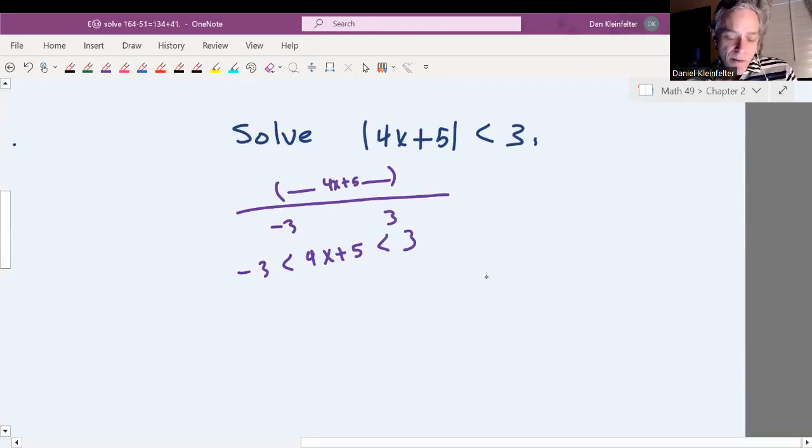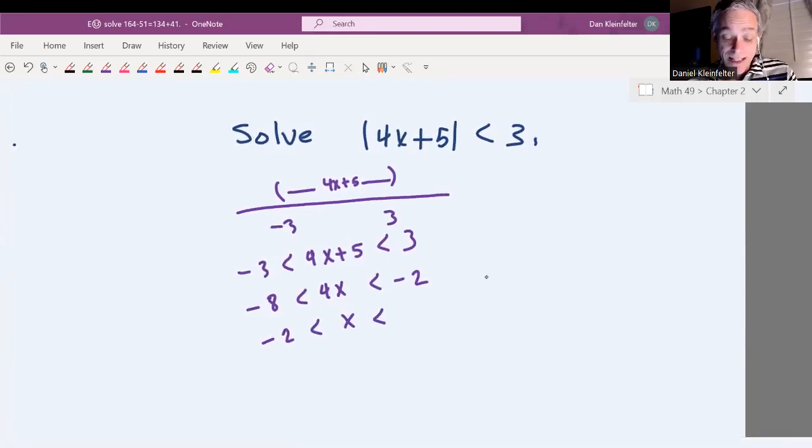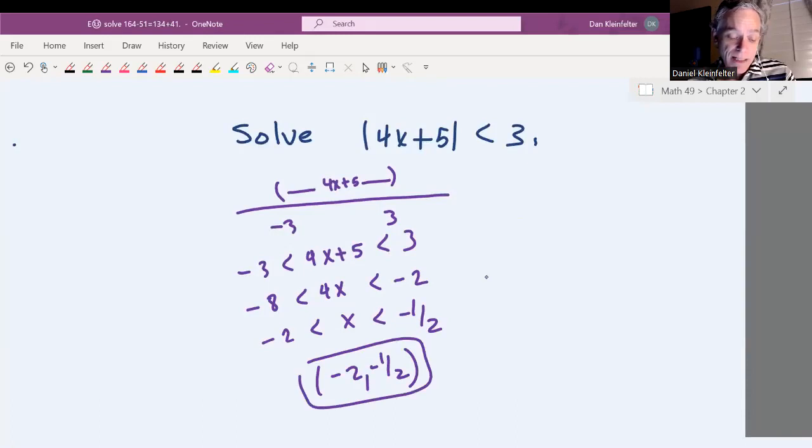Subtract 5 from all three parts. That'll give us -8 is less than 4x is less than -2. Now we're going to divide through by 4. So -8 divided by 4 is -2. Middle will have an x. -2 divided by 4 is -1/2. So we'll have -2, comma, -1/2. And again, that will be in parentheses because it's a strictly less than, not a less than or equal.